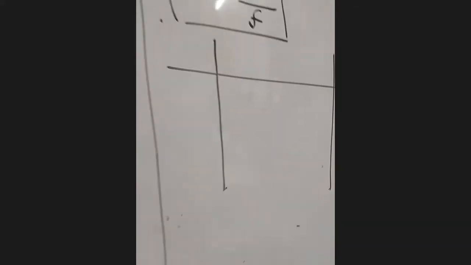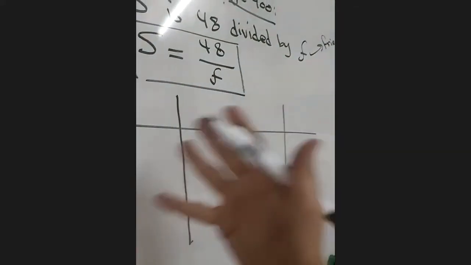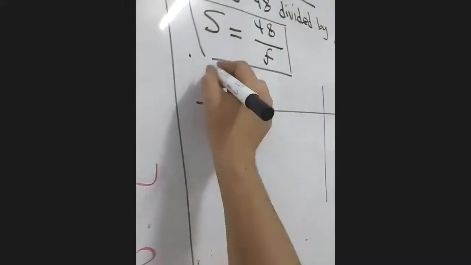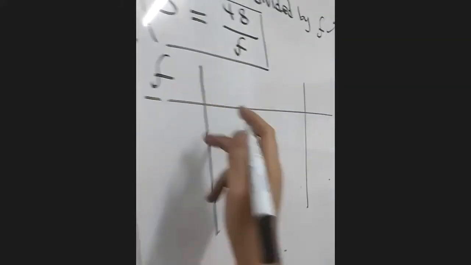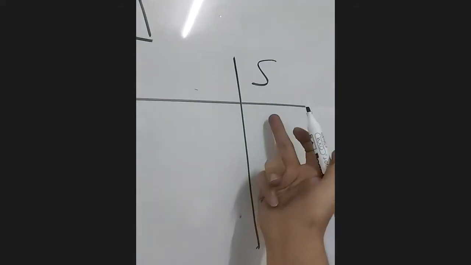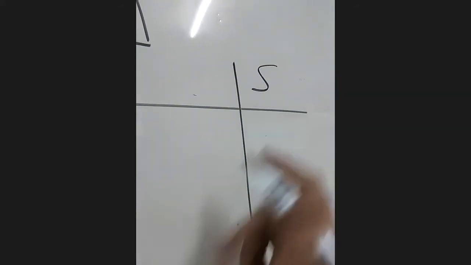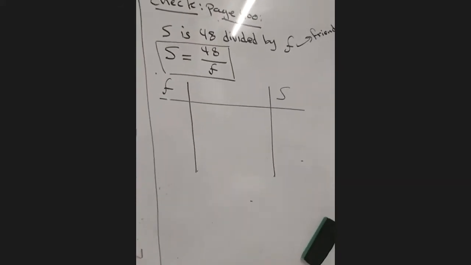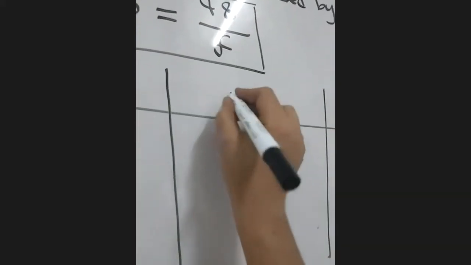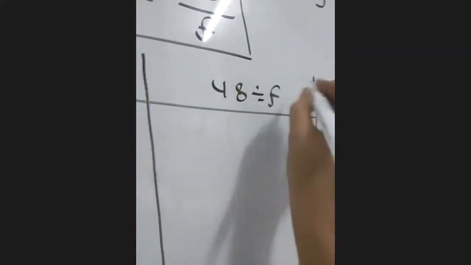Now, in the table, I have two variables. F, the number of the friends, and for each friend, the number of the stickers, right? Stickers. Yes. Now here, guys, they wrote the rule 48 divided by f.